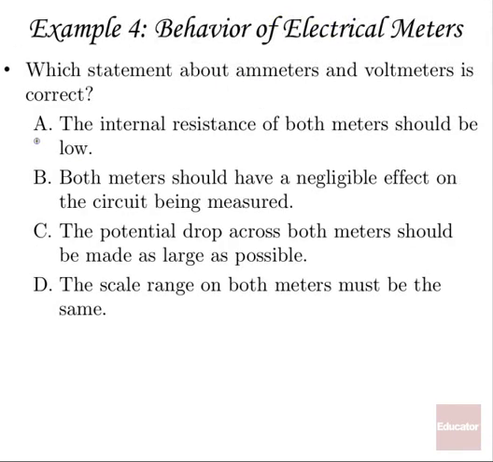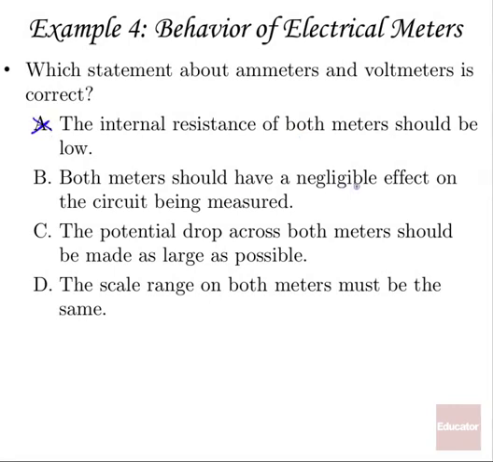One more. Which statement about ammeters and voltmeters is correct? The internal resistance of both meters should be low. Well, no, that's not the case. If a voltmeter had very low resistance, it would have a lot of current going through it and we'd probably burn it up. That's a bad answer.